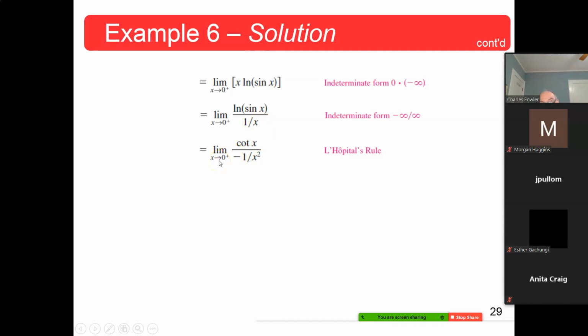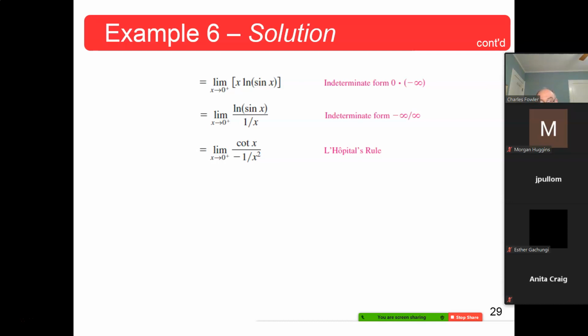Now you take the limit of that as x approaches 0. Cotangent is going to positive infinity as x goes to 0 from the right, and 1 over x squared is going to positive infinity, but it's a negative 1 over x squared. So that's going to negative infinity. So we've just changed the signs here into a positive infinity over a negative infinity. That's still not very helpful. Okay? But time for another trick.